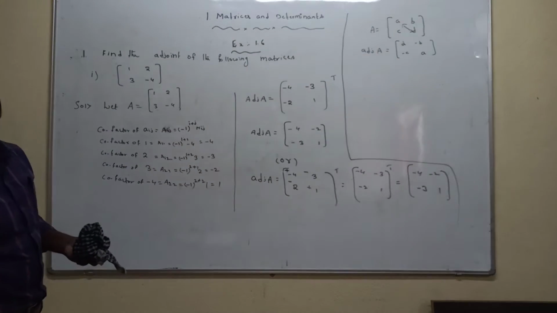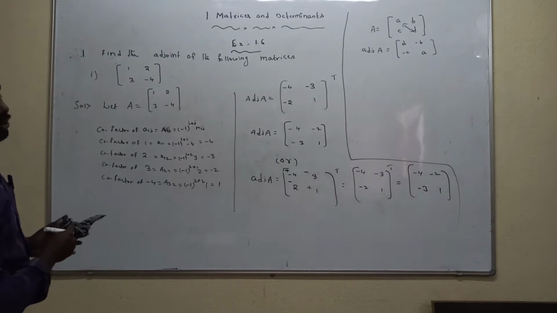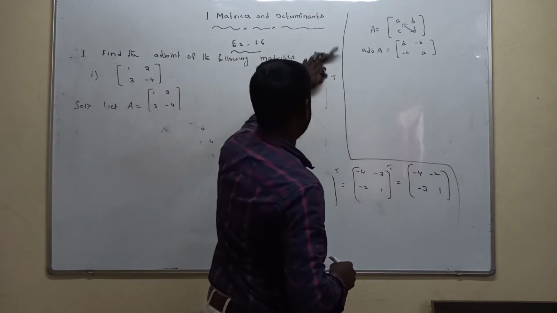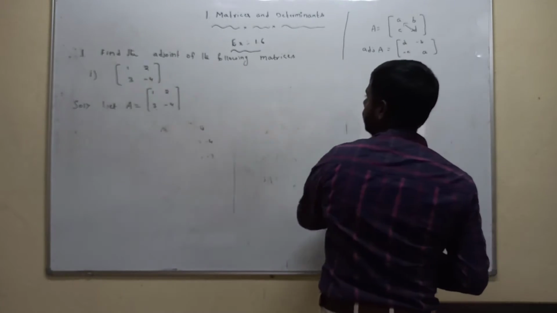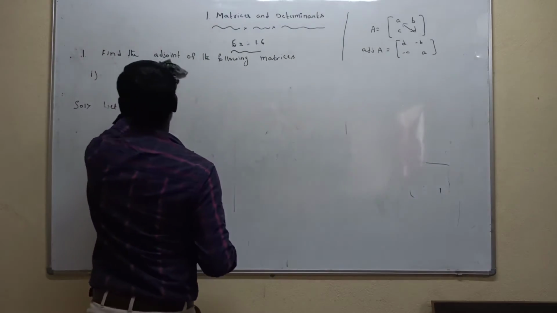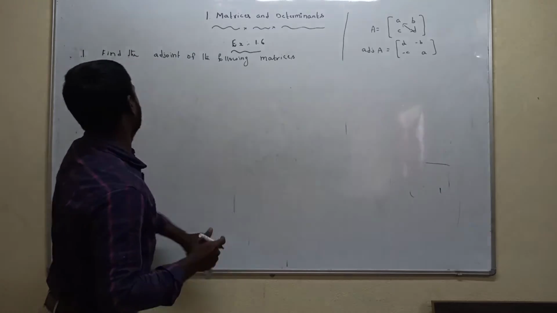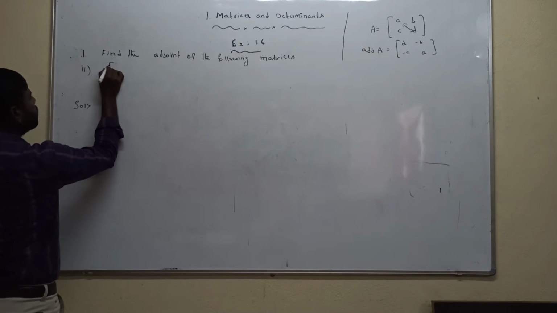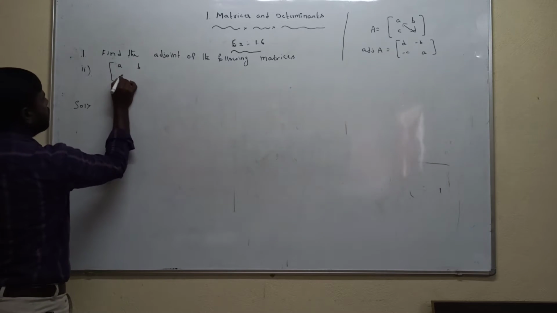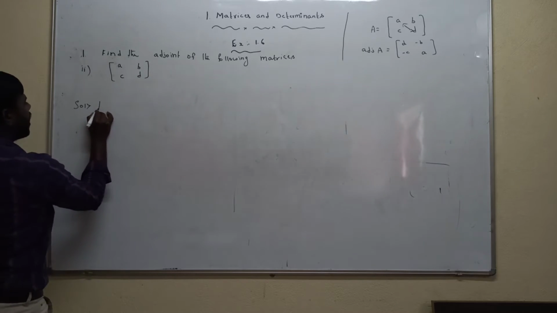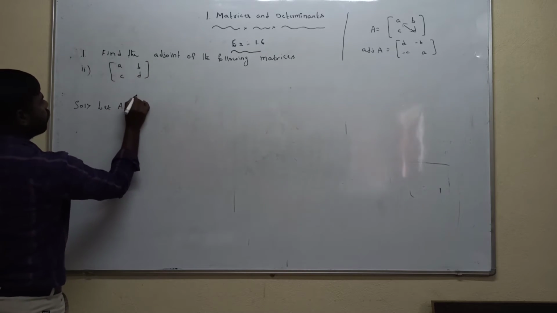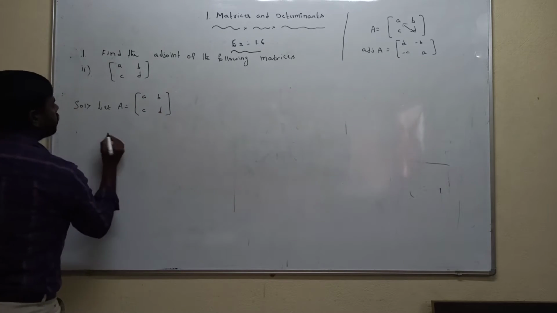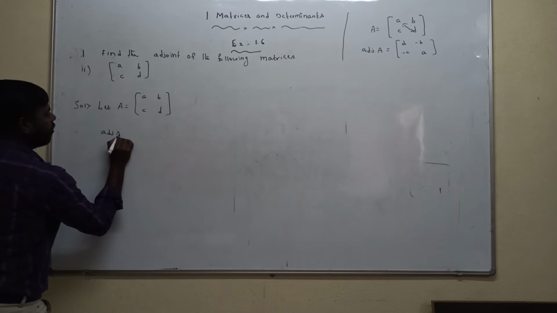See the second question here, students. In the second question they given a, b, c, d. So what is the given matrix we have to consider? Capital A is equal to a, b, c, d. So now we need to calculate the adjoint of A.